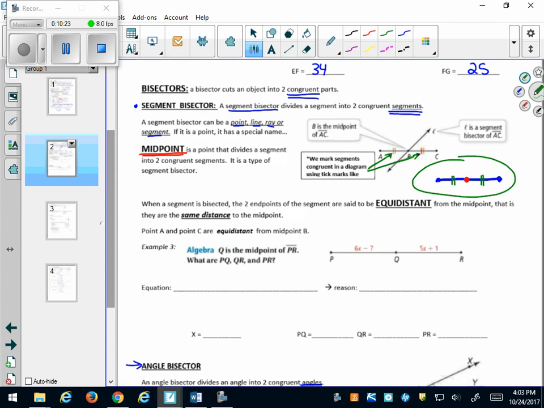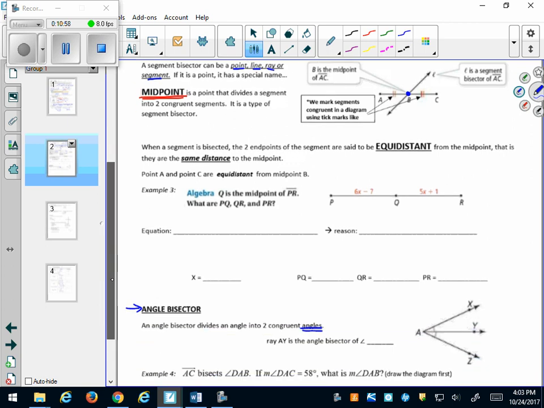Okay, so this is called a midpoint right here. This is a midpoint, this is a midpoint. When a segment is bisected, the two endpoints of the segment are said to be equidistant from the midpoint. So that's just another way to say they're the same distance from the center. Equidistant means equal distance. So you could say in this diagram here that point B is equidistant from A and C. That's just a vocabulary word there.